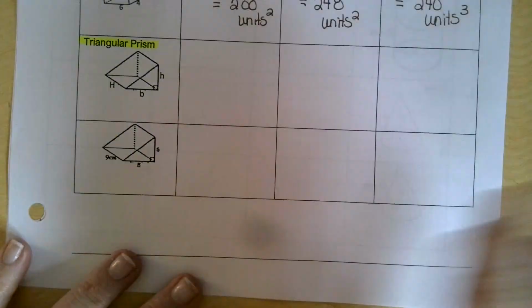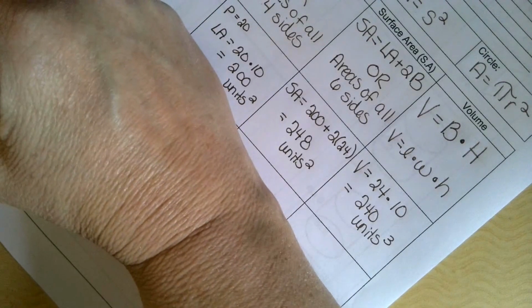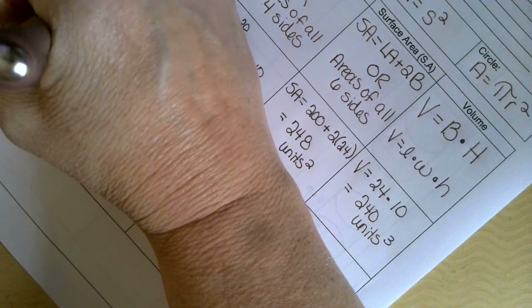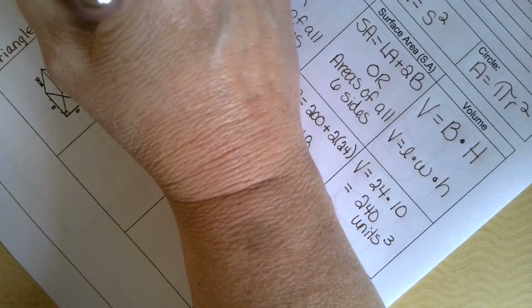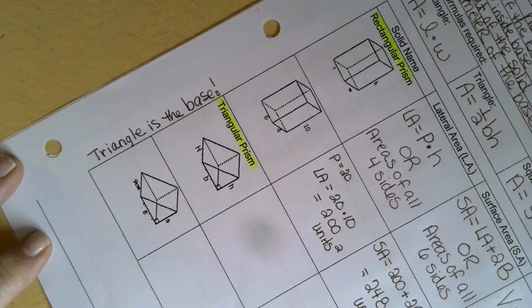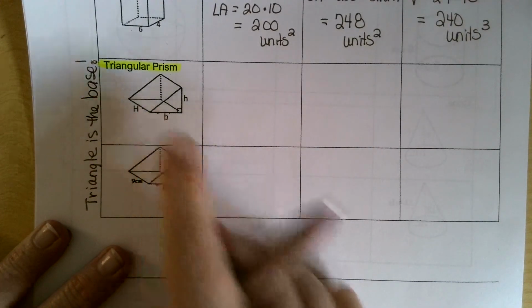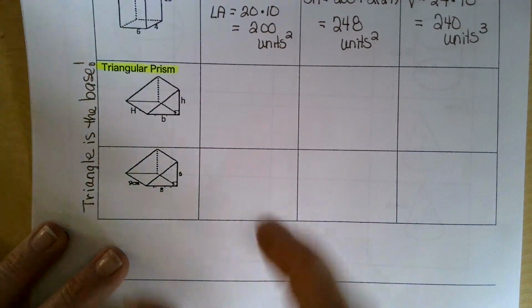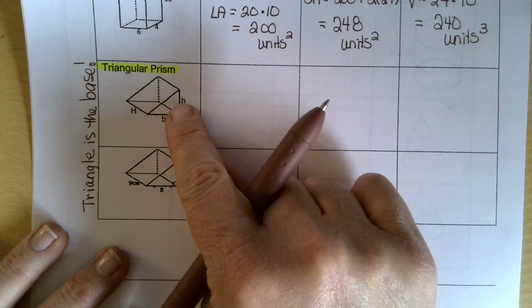Okay, triangular prism, you need to know that the triangle is the base. Triangle is the base, so it doesn't matter what it is sitting on. I've got this triangular prism laying on its side. If it's standing up, the base is the triangle.